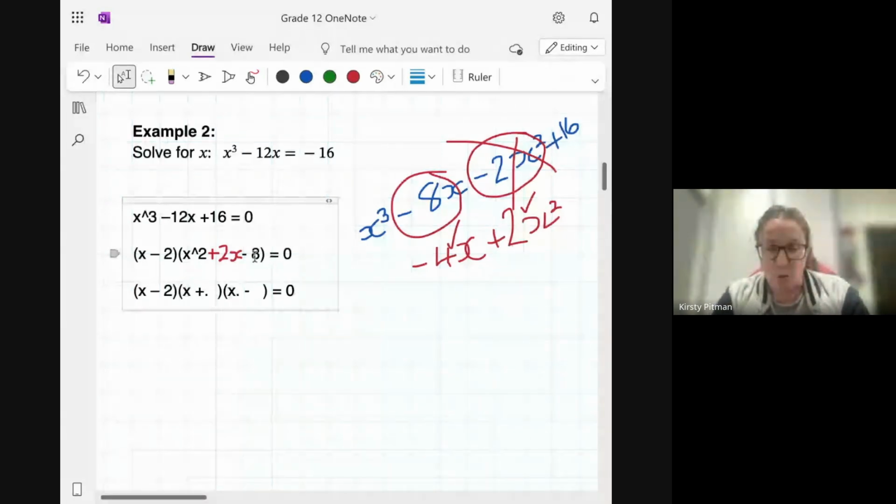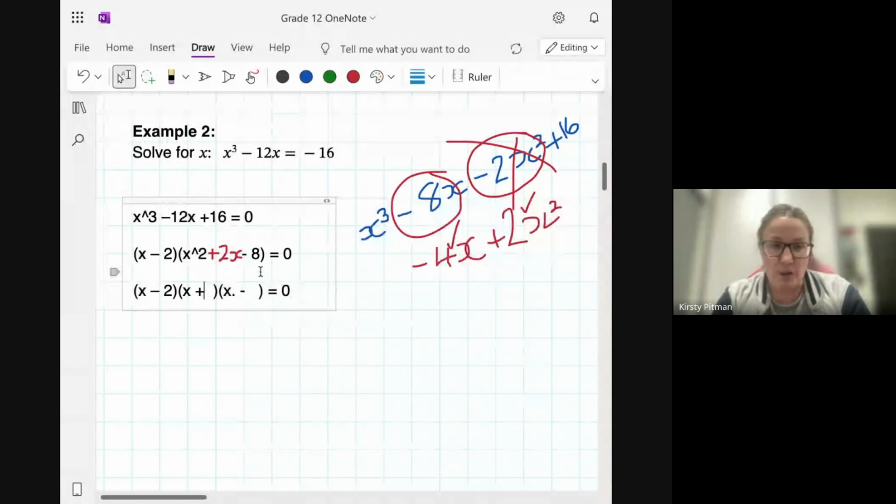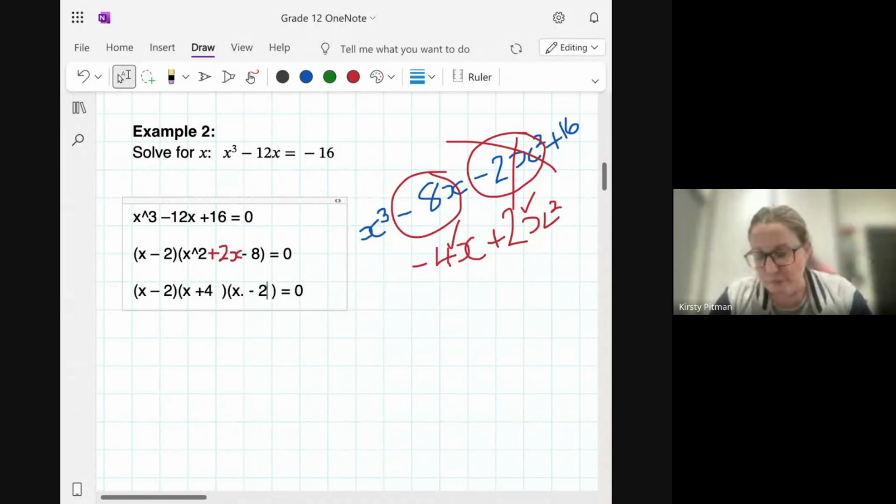Well, factors of 8, 1 and 8, not going to help me. 2 and 4. Will 2 and 4 help me? Yes, they will, hey? So I'm going to have 4x minus 2. Okay, awesome. Thank you, Lorato. Well done. All right, so therefore, what do we know?